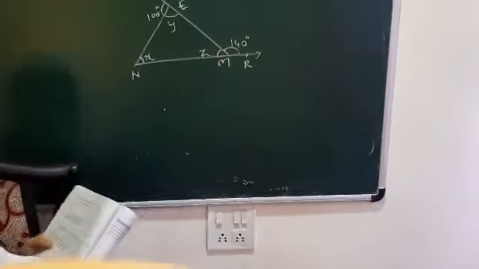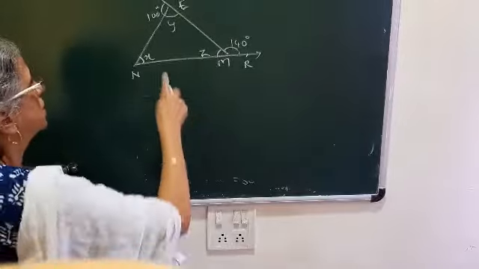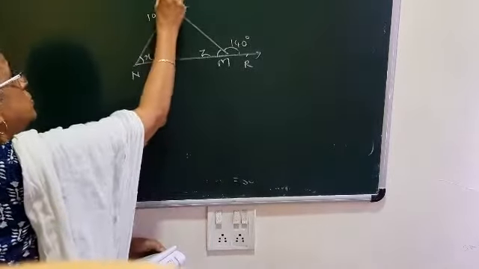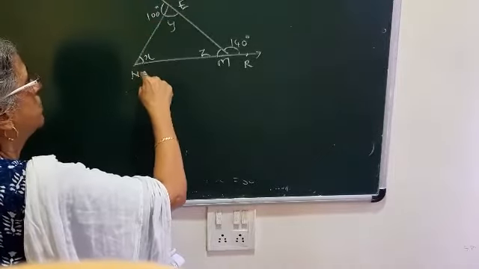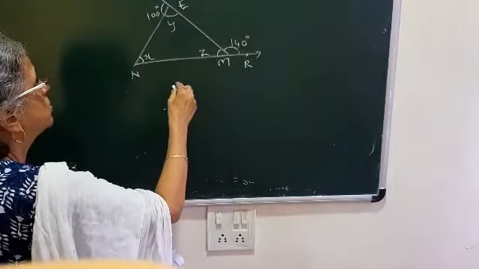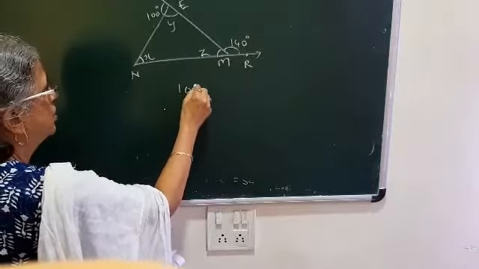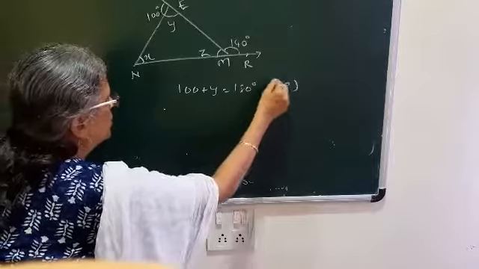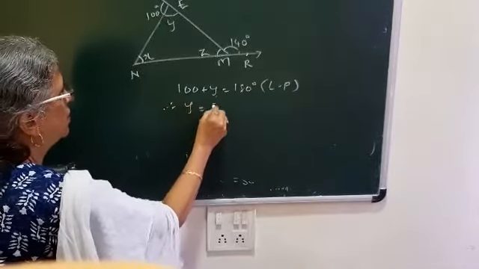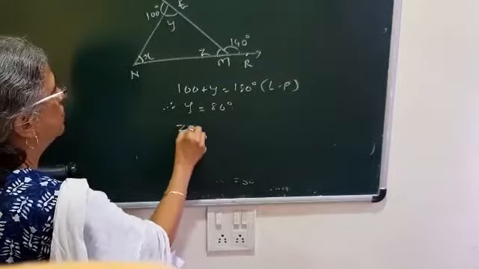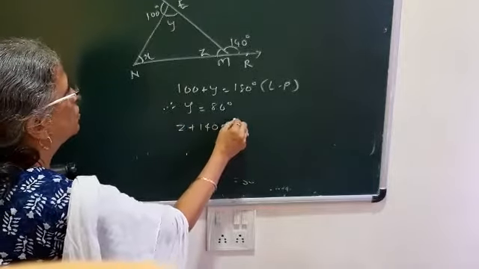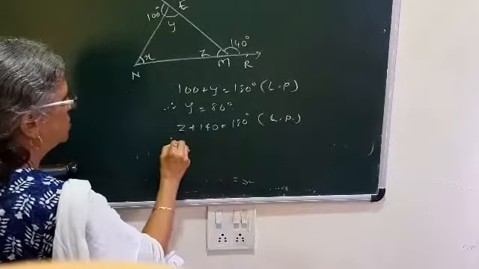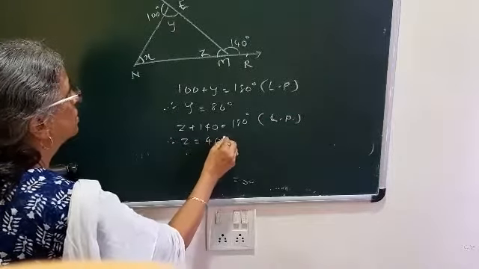Alright. So here in the figure it is clear that angle Y plus 100 is equal to, that is angle TEN plus angle NEM is equal to 180 degrees, linear pair. Therefore 100 plus Y equal to 180 degrees, linear pair. Therefore Y equal to 80 degrees. Z plus 140 equal to 180 degrees. Again the reason same, linear pair. Therefore Z is equal to 40 degrees.